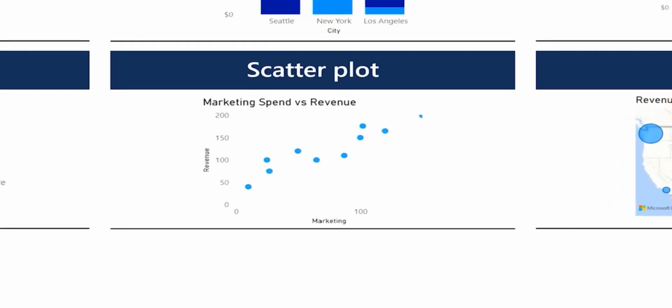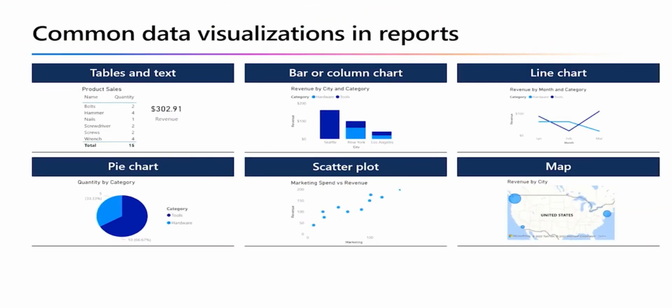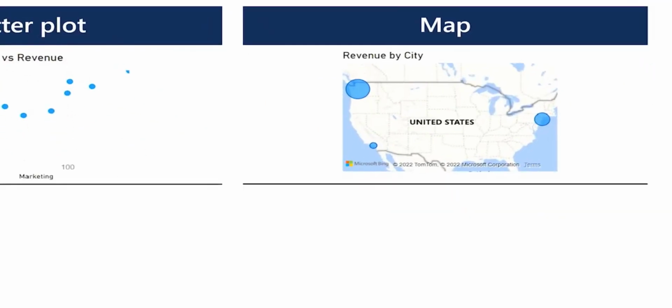Also, we have the scatter plot. These are useful when you want to compare two numeric values and identify a relationship or correlation between them. Then last but not the least, we have the maps, which are a great way to visually compare values for different geographic areas and locations.